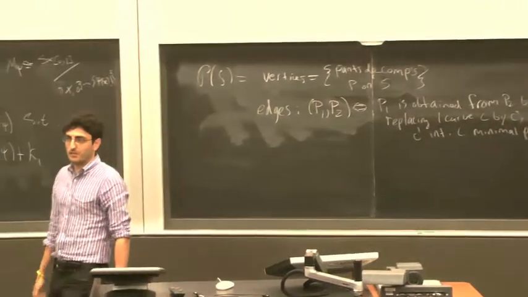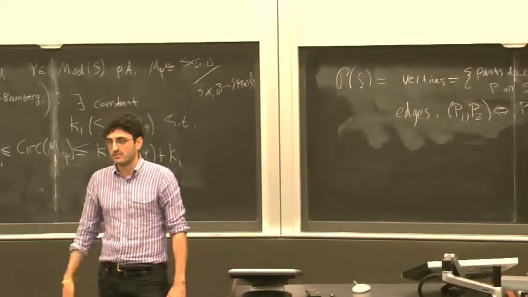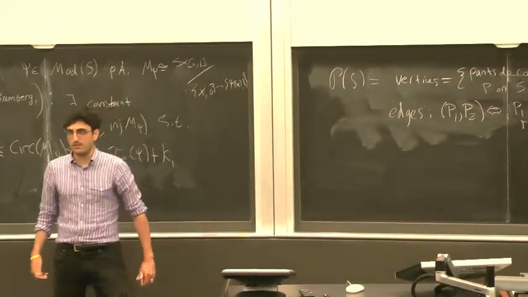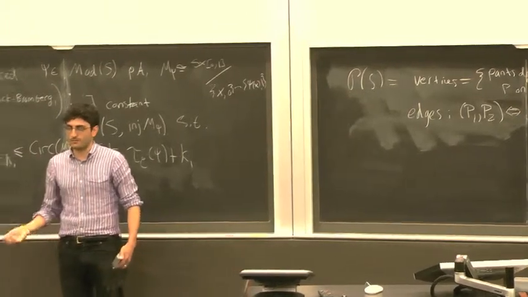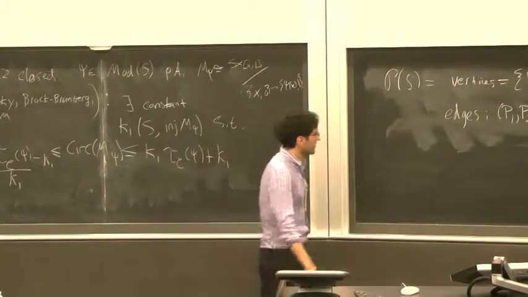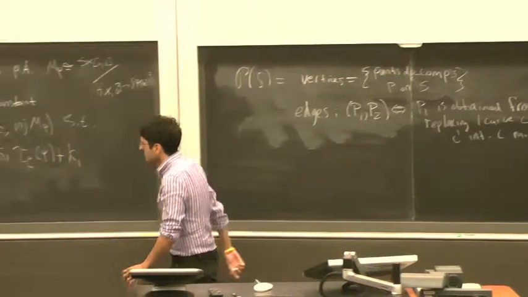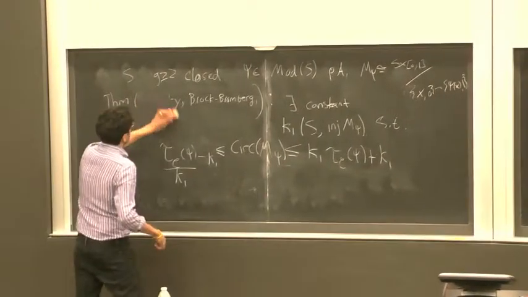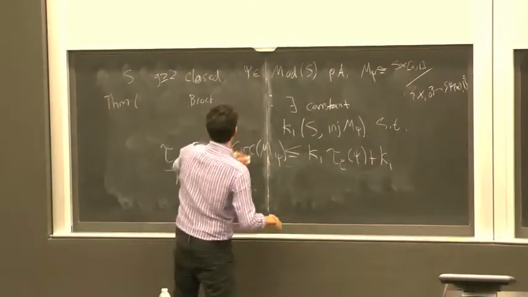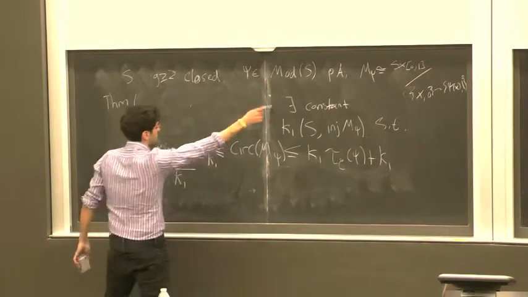Okay? So this minimal number possible is always either one or two, depending on whether the complementary region you get by deleting this curve is a one-holed torus or a four-holed sphere. Okay? So the next theorem, same exact assumptions on psi.